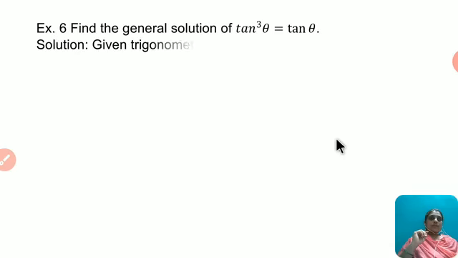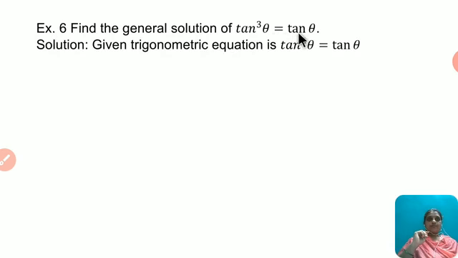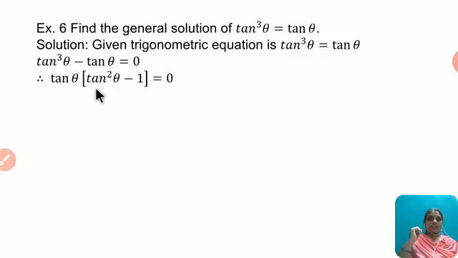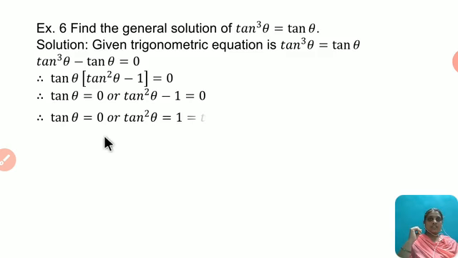Now see example number 6. Find the general solution of tan cube theta is equal to tan theta. In the solution, consider the given trigonometric equation tan cube theta is equal to tan theta. And therefore we get tan cube theta minus tan theta is equal to 0. Taking tan theta as a common factor, we get tan theta multiplied by tan square theta minus 1 is equal to 0. So one of the term is 0. We get here tan theta is equal to 0 or tan square theta minus 1 is equal to 0. That is tan theta is equal to 0 or tan square theta is equal to 1.